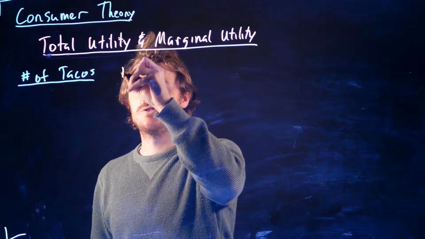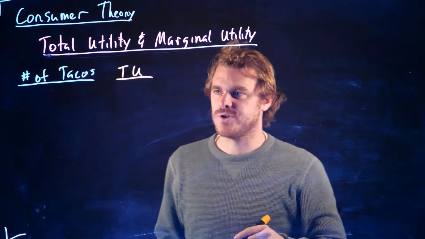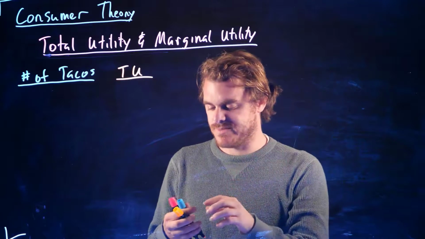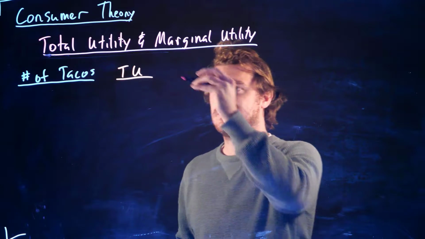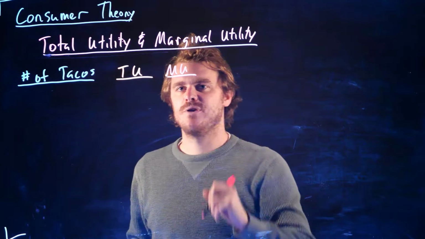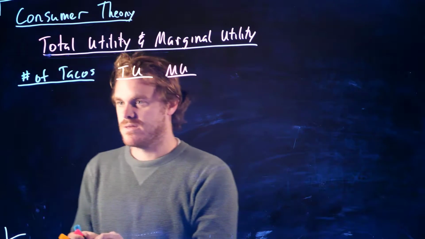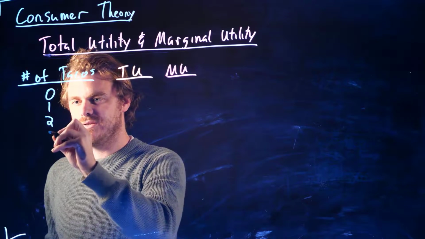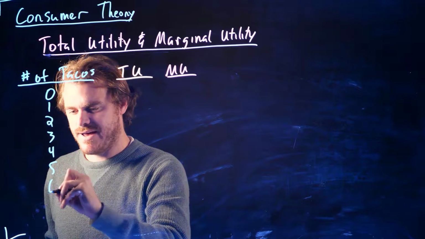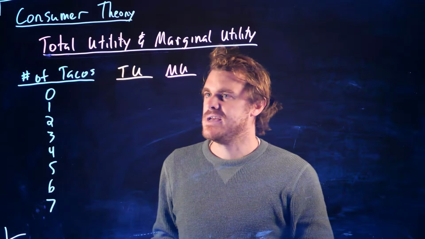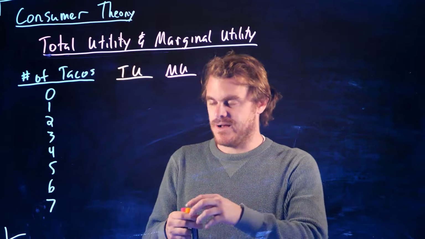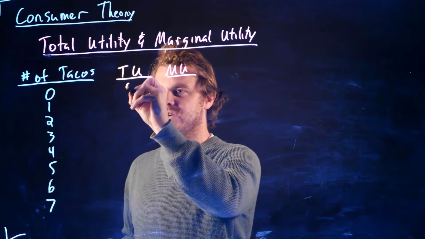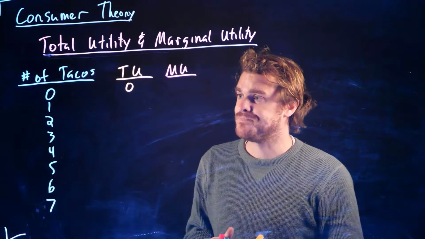The second one will be total utility, so TU for total utility. I just want to give myself a little bit of space to maybe draw a graph at the end. And MU for marginal utility. So we can give different numbers of tacos: 0, 1, 2, 3, 4, 5, 6, 7. And the total utility from having 0 tacos is going to be 0, right?